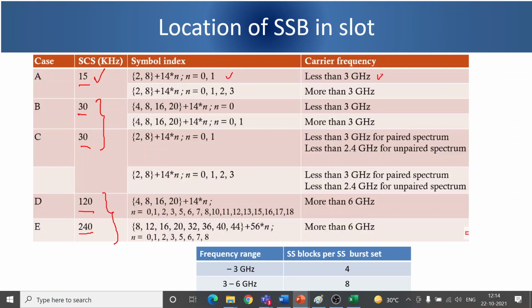For less than 3 gigahertz, the location of your SS block will be, the starting point will be symbol number 2 and symbol number 8 in slot 0, and in slot 1 again symbol 2 and symbol 8 of slot 1. If you have a continuous calculation, you can do it by multiplying by 14 into n, right? N is either 0 or 1. Any doubt on this? I'll show you the picture and then come back.